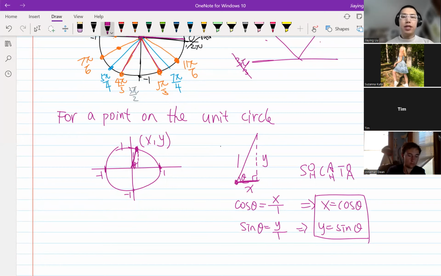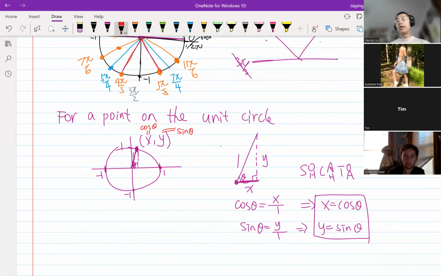And it turns out that that's always true for unit circles. So if you have a unit circle and you have a point on the circle, the x coordinate is always going to be the cosine of the central angle. The y coordinate is always going to be the sine of the central angle. So this x here is always going to equal the cosine of the central angle. The y is always going to be the sine of the central angle. That's how convenient it is.